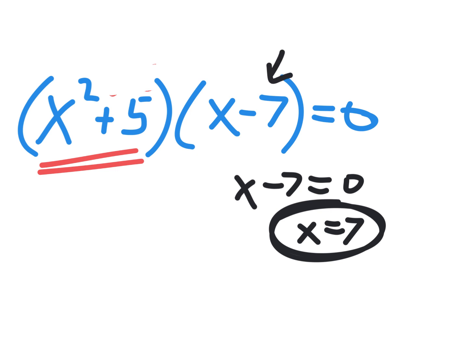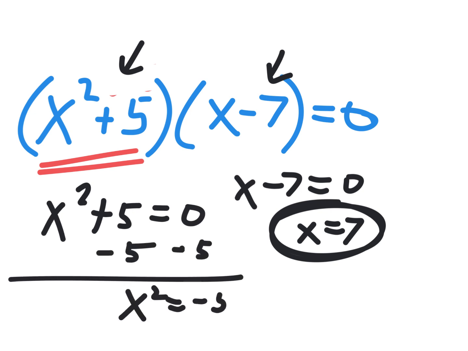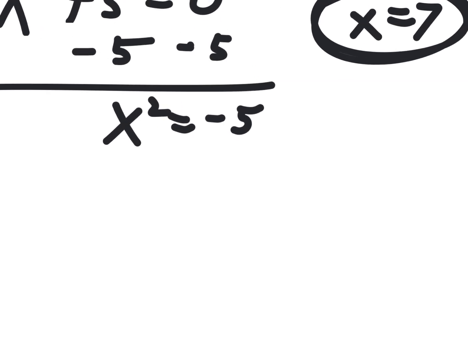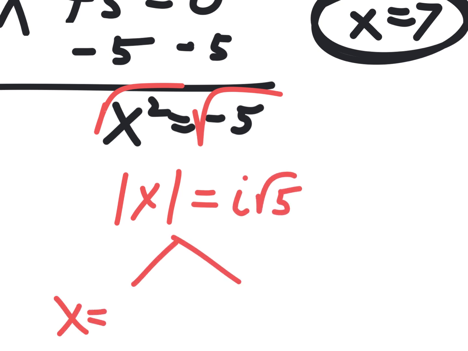That was easy. And this part, do you remember these? X squared plus 5 equals 0. Minus 5, x squared equals negative 5. Remember me doing these the other day? Square root, absolute value of x, i root 5. Two answers, x equals i root 5, and x equals negative i root 5. If you understand that, that's as far as this test goes.